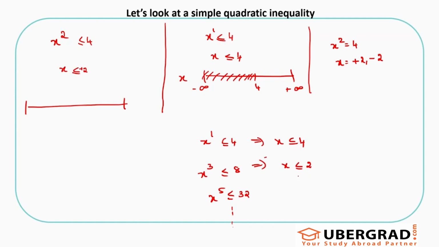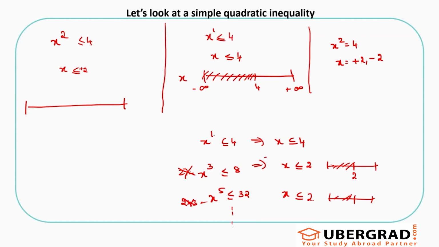Why? Because with odd powers, only 2 cube can be 8. Minus 2 cube is minus 8, not 8, right? And x power 5 means x is less than or equal to 2. So I'm getting that the numbers should be less than 2. Anything less than 2 is fine for me for both the cases. Anything above 2, for example, if I take 3 cube is 27, which is not less than 8. Here 3 power 5 is what? 243, which is not less than 32. So that's what you're getting as the answer.